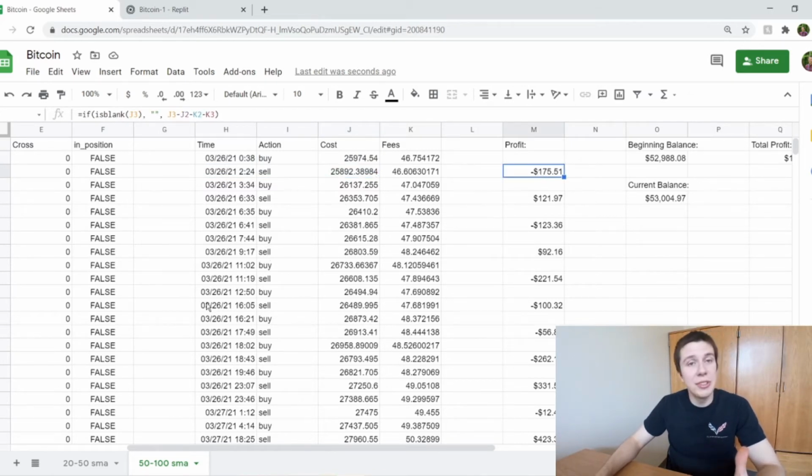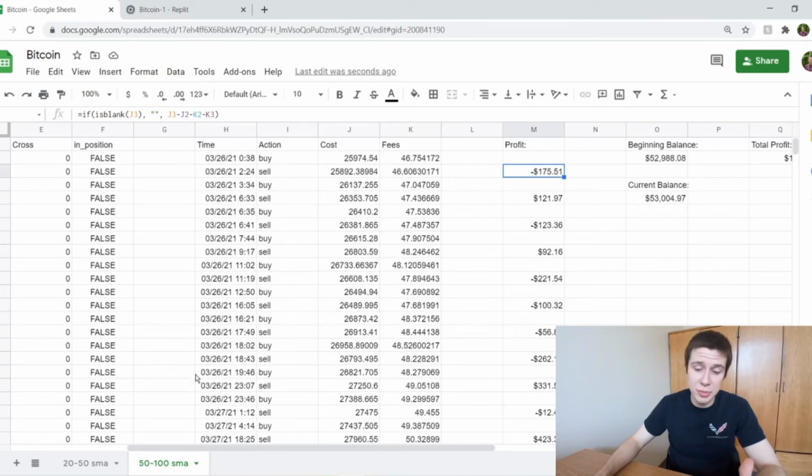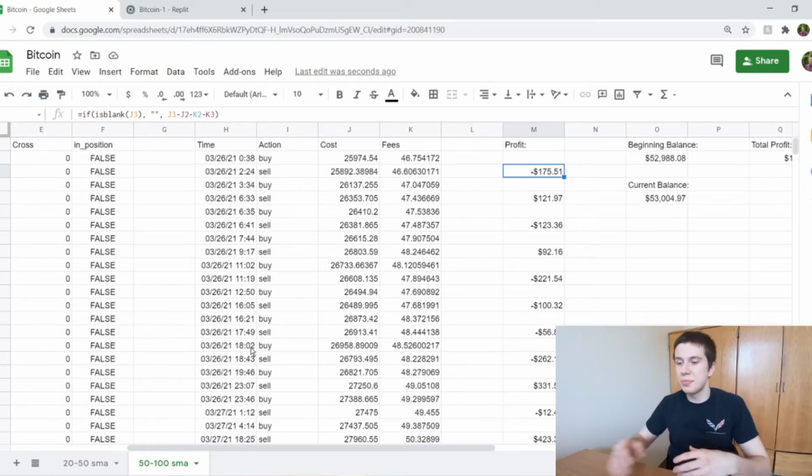And as you can see at the bottom, this spreadsheet is tracking right now the 50 period moving average and the 100 period moving average, which are the periods I'm testing right now. And one of the problems I was having before is just because of REPL and how it's not perfectly reliable, I guess.